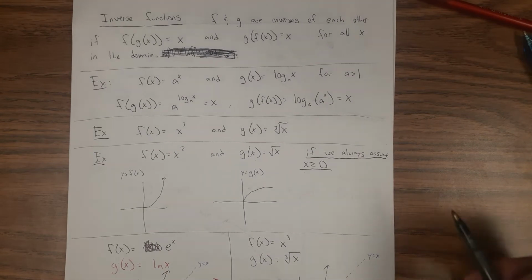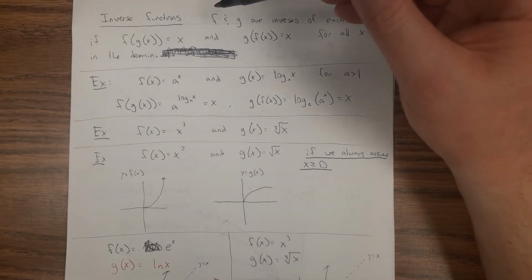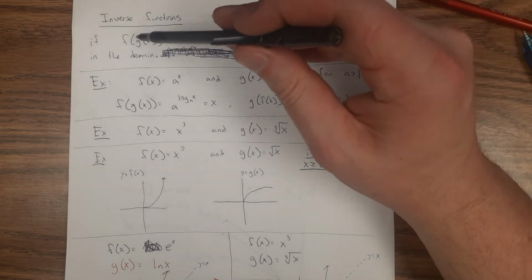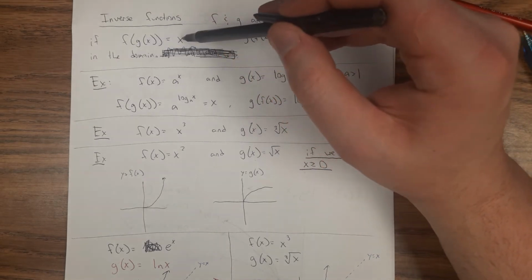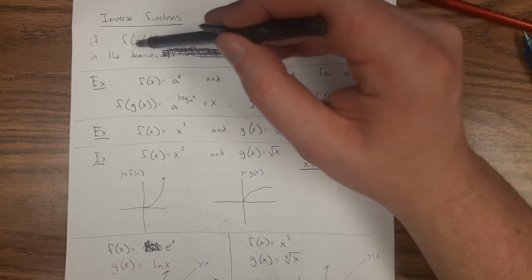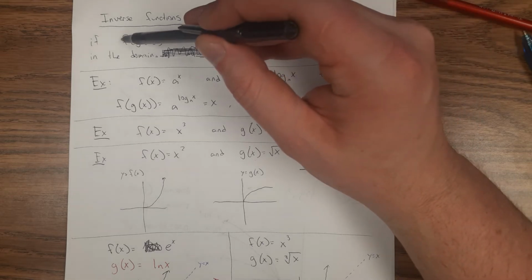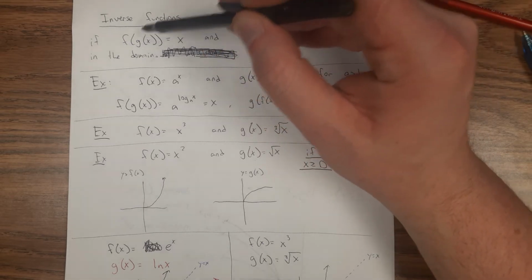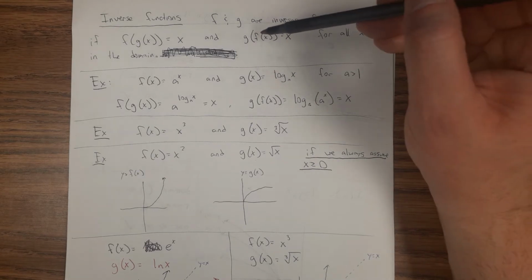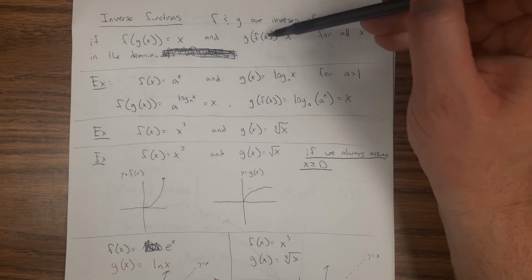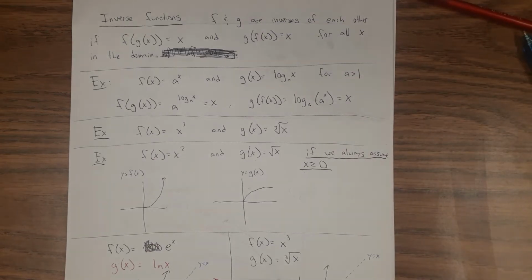So let me talk about inverse functions. f and g are inverses of each other if, when we do f of g of x, we always get x. Whenever x is in the domain of g for this to work, f of g of x should be x as long as x is in the appropriate domain. And also g of f of x has to be x, once again, as long as x is in the appropriate domain for that. So those are inverse functions.